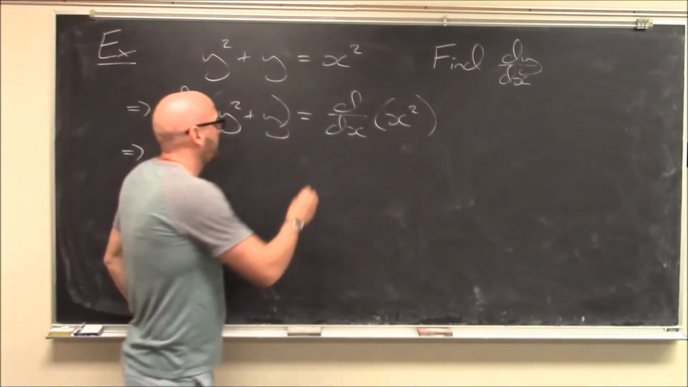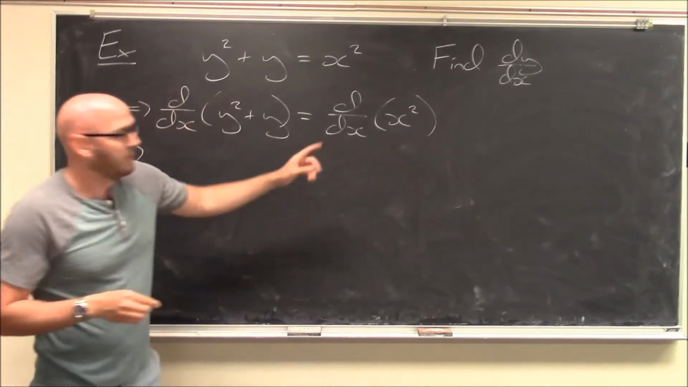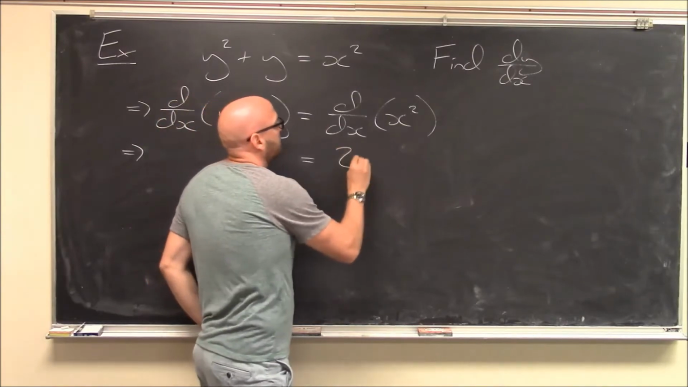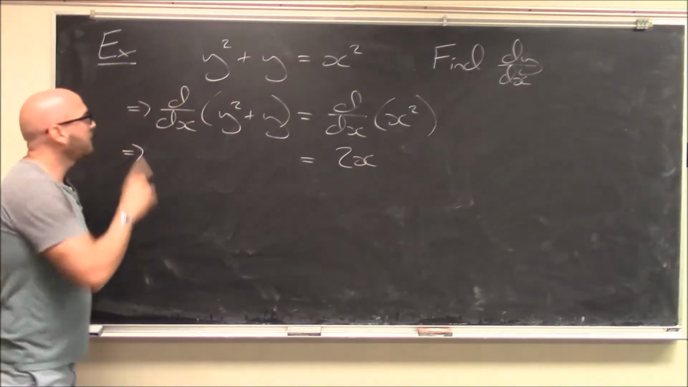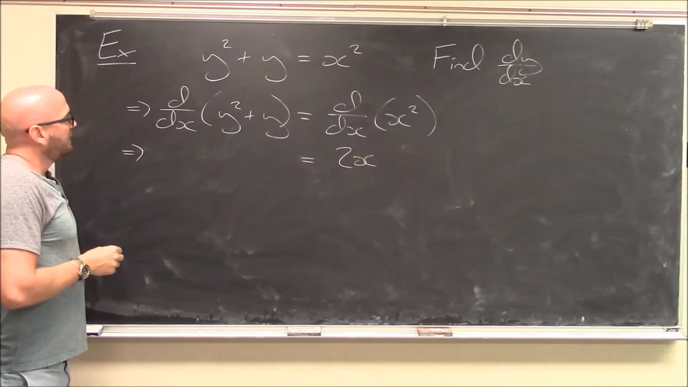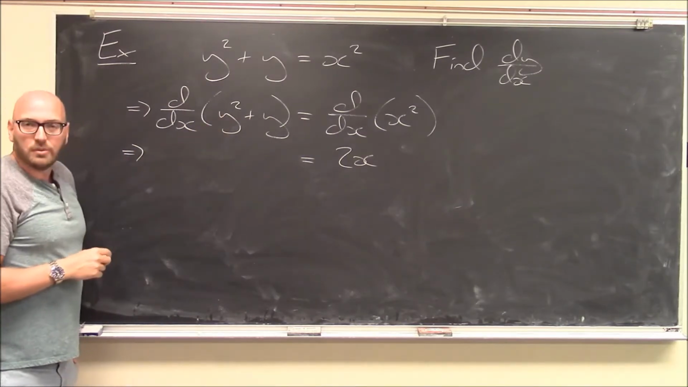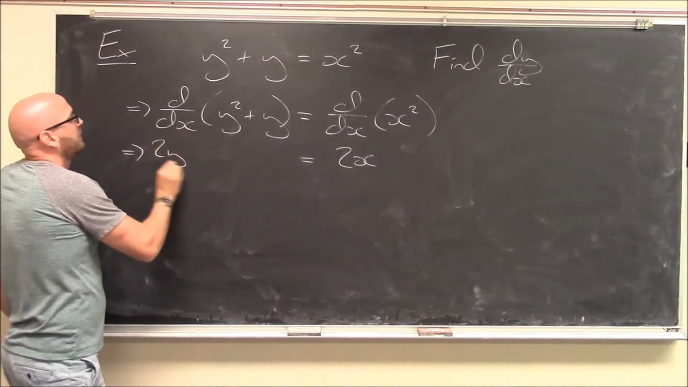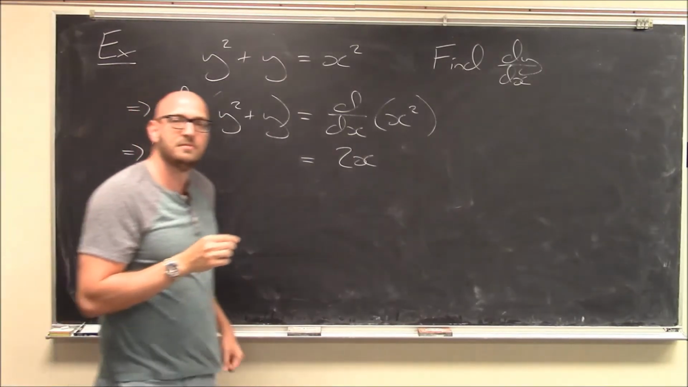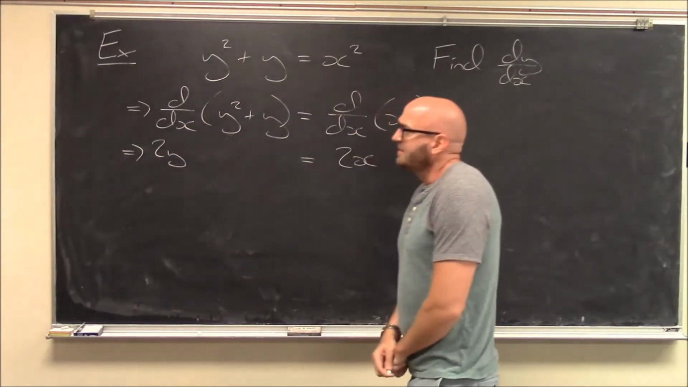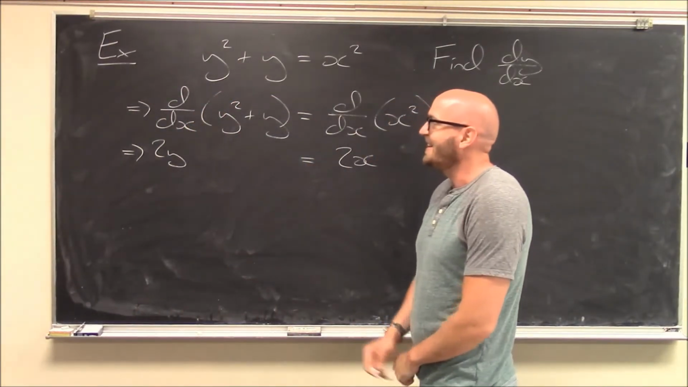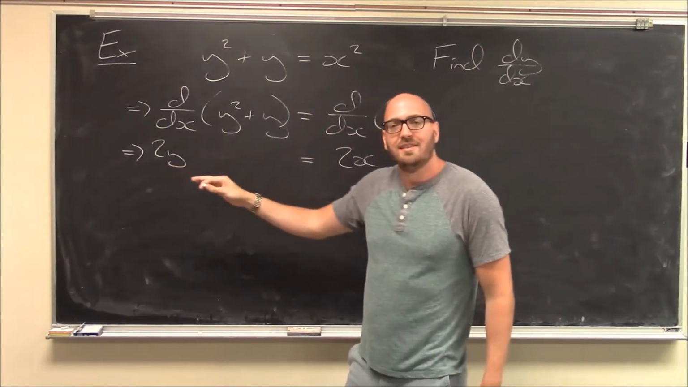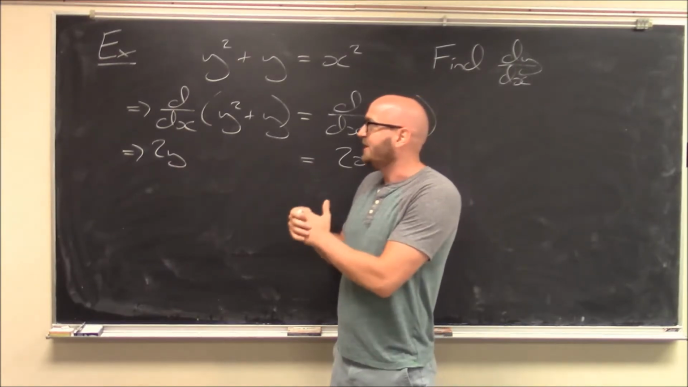So let's go into the right-hand side first, because this is a little bit easier. Derivative of x squared with respect to x is just 2x. But what about the left-hand side? What's the derivative of y squared with respect to x? Well, you might say derivative of y squared with respect to x is just 2y. Right? Not really. That's the derivative of y squared with respect to y.